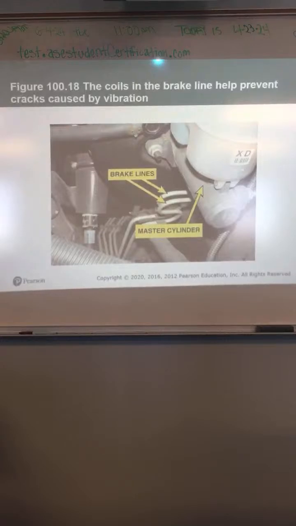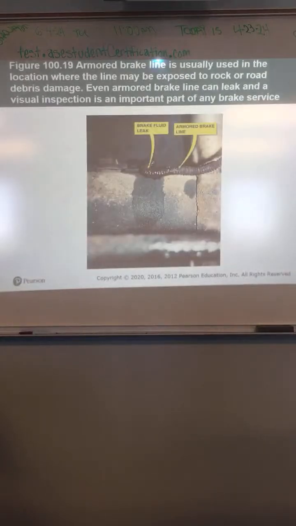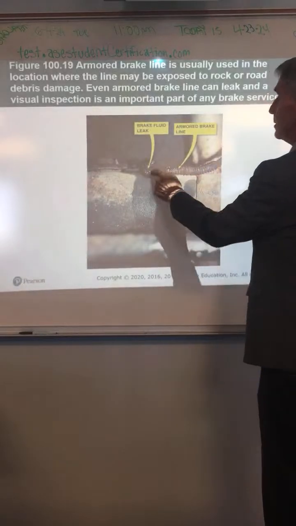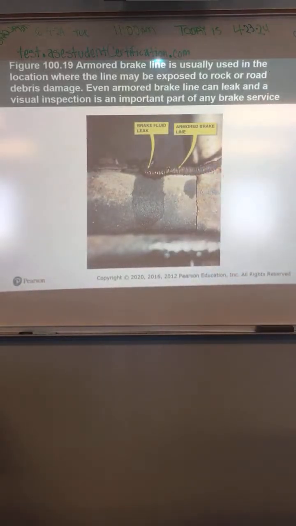Those are your coil brake lines. They help prevent cracks due to vibration. That's why they have that extra. Some you'll see coiled up a little bit, but typically you'll see that coming off of the master cylinder. Armored brake lines have that steel wire wrapped around them. That's what this is. This one's obviously rusty. That brake line is leaking.